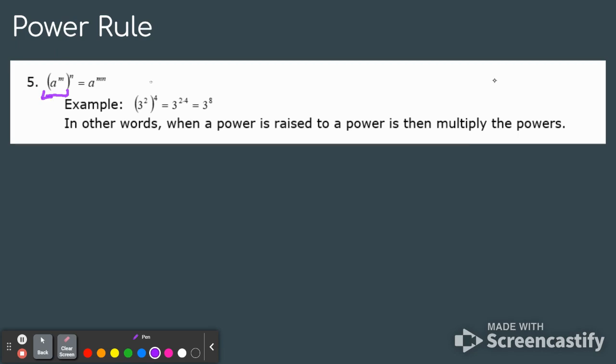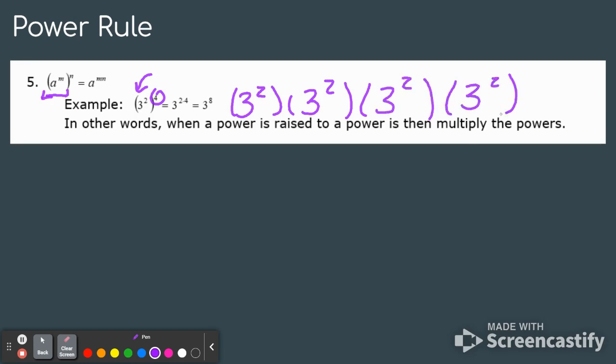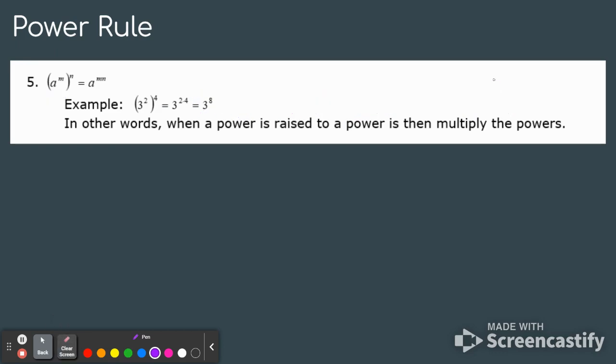Okay, another way of thinking about this, I could expand it just like we did before. So that is telling me that 3 squared is being multiplied by itself 4 times. So every time I'm using a law of exponent, I'm saving myself from doing a lot of writing, which is great. So here, it's the same thing. 2, 2, 2 more is going to give me 3 multiplied together 8 times. All right.